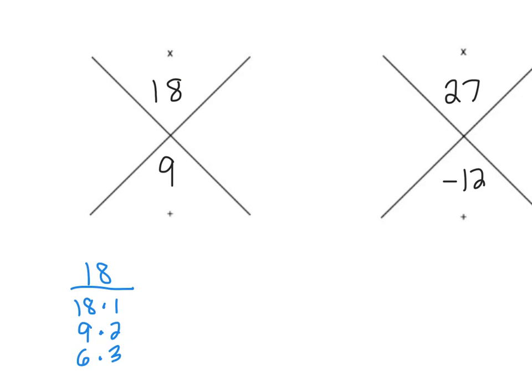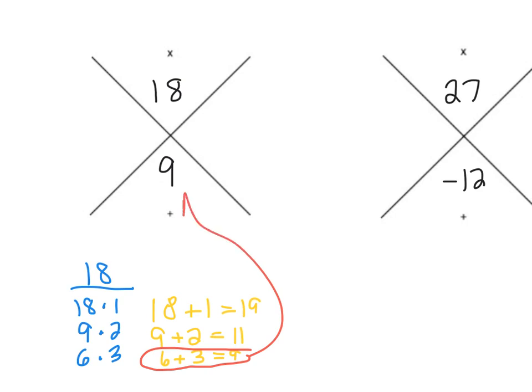So 18 plus 1 equals 19, but that's not the number we're looking for. So 9 plus 2 equals 11, and 6 plus 3 equals 9. Well, that's the one we're looking for. When we add these 2 together, they have to equal 9, and when we multiply them together, they have to equal 18. So I know that my answer to this is 6 and 3.